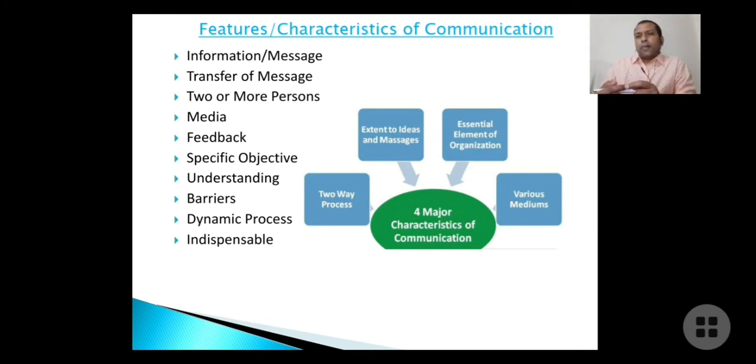So this is feedback, that is response, opinion must be sent to the sender. And specific objective, why I will communicate to someone or to some organization.